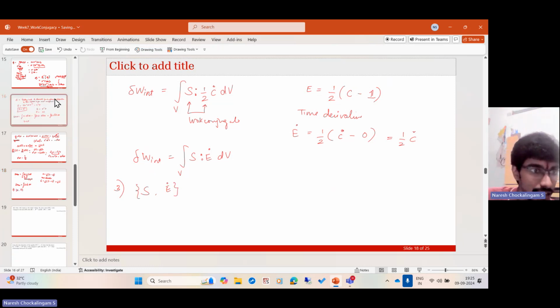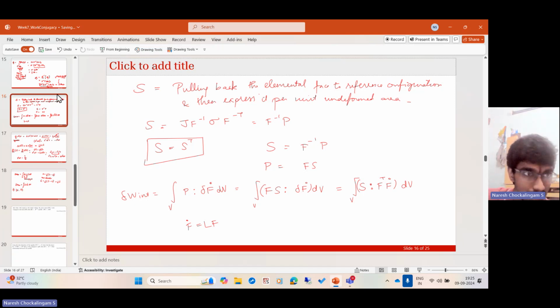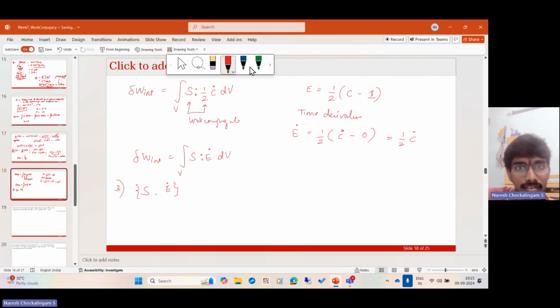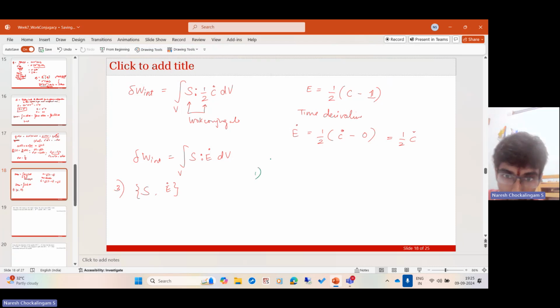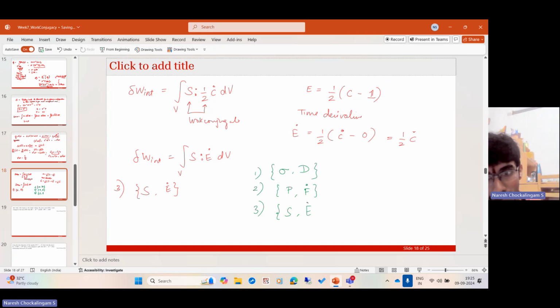To summarize, we have got three work conjugate measures. The first one is the work conjugacy between the Cauchy stress and the rate of deformation tensor. The second work conjugate pair is the Piola Kirchhoff stress and the material time derivative of the deformation gradient. And the third work conjugate pair is the second Piola Kirchhoff stress with the rate of the Green Lagrange strain tensor.